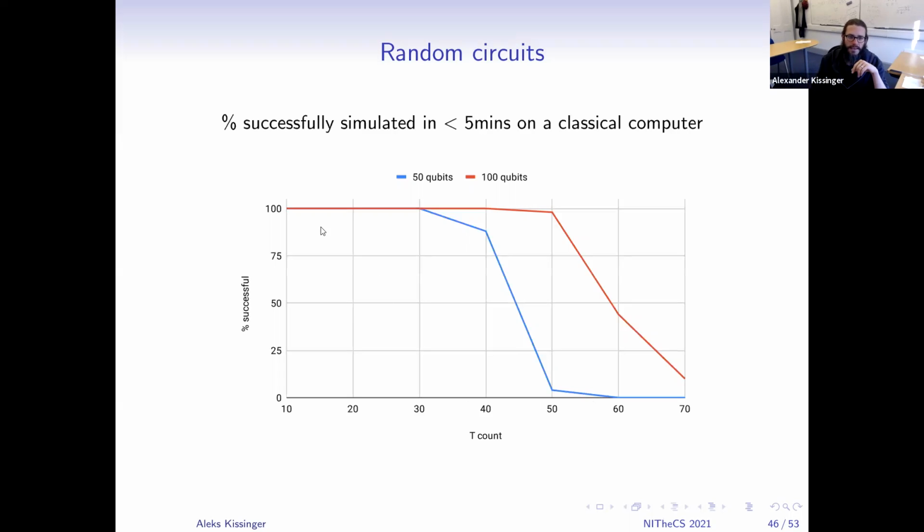Okay, and as you can see, if the thing had 10 T-gates with 50 qubits or 100 qubits, they all succeed after 5 minutes, and they all succeed with 20 T-gates, and they all succeed with 30 T-gates. And then things start to dip off. But one thing to notice is that the 100 qubit circuits are actually more successful at simulating up to higher numbers of T-gates, because they're more sparse. So this circuit being a bit sparser makes this technique work better, even for more qubits and the same number of T-gates.